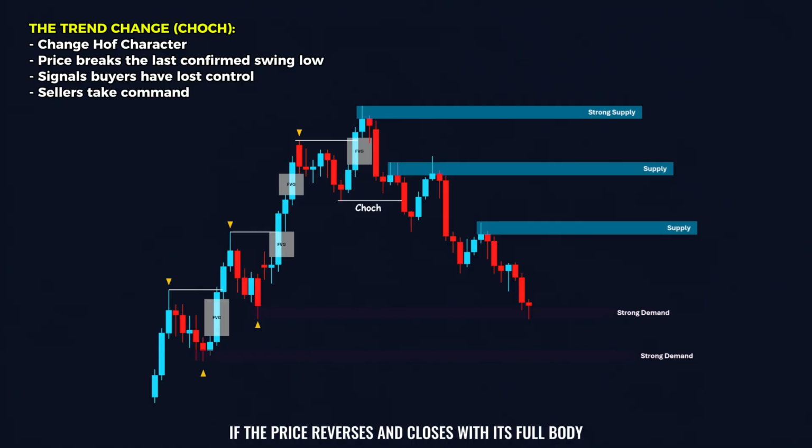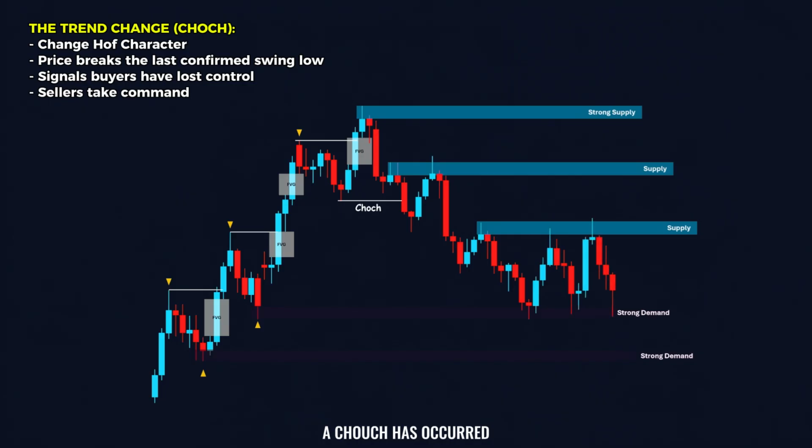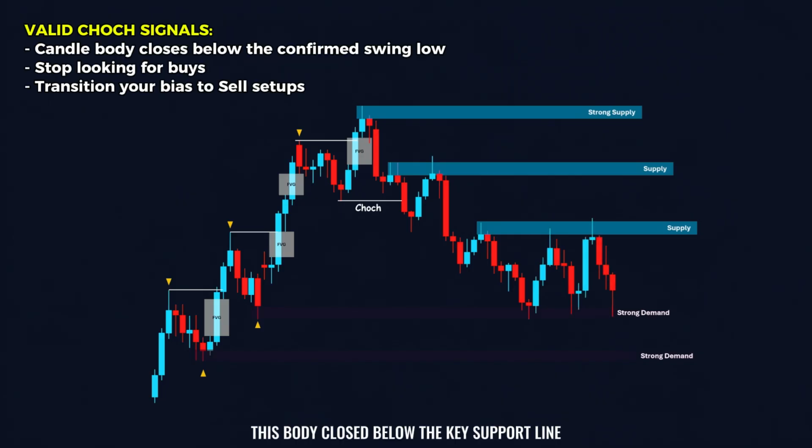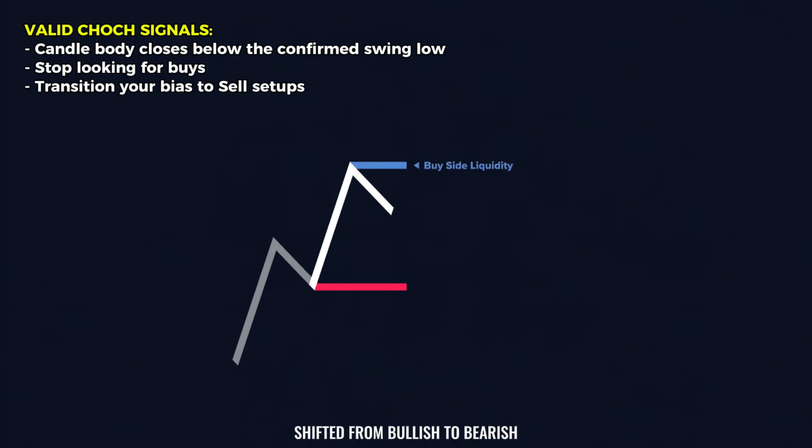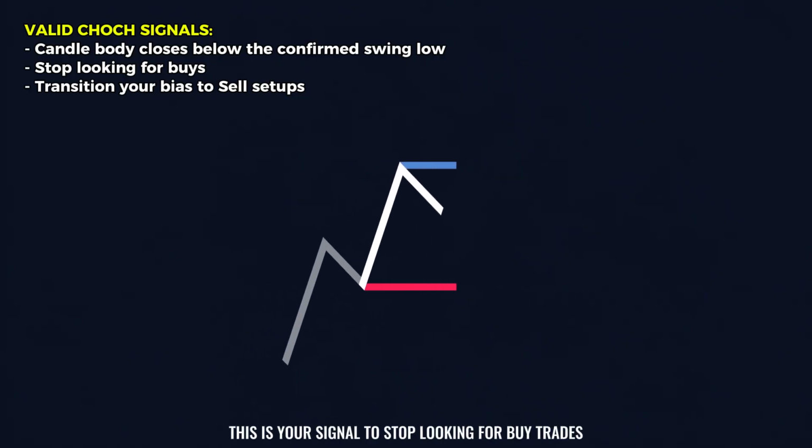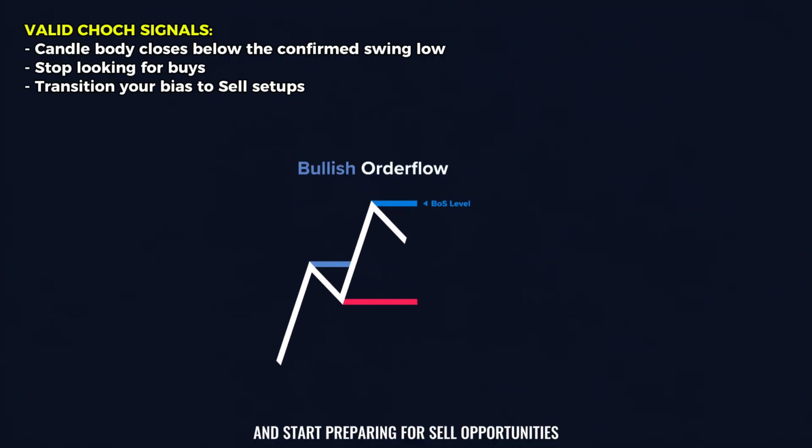However, if the price reverses and closes with its full body below our last confirmed swing low, a CHoCH has occurred. This body close below the key support line proves that the buyers have failed to protect their defensive level and the market structure has officially shifted from bullish to bearish. This is your signal to stop looking for buy trades and start preparing for sell opportunities.